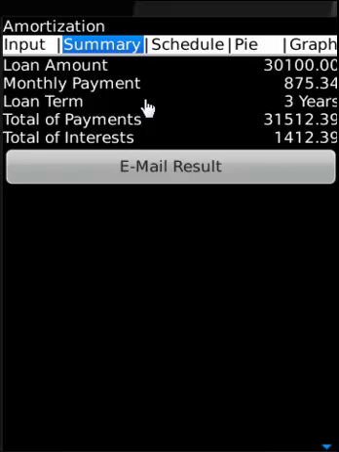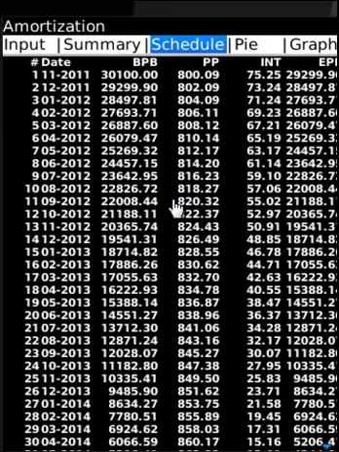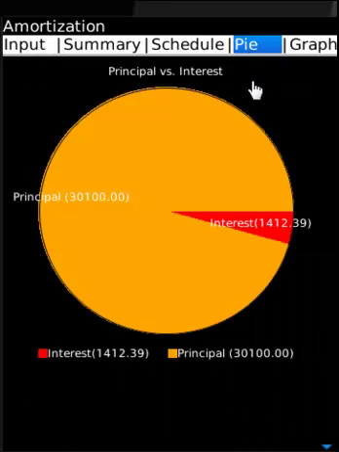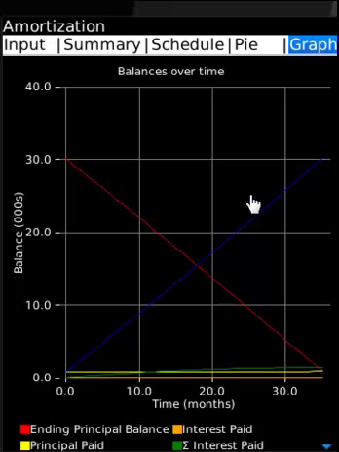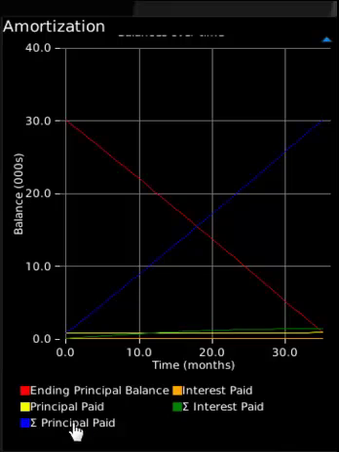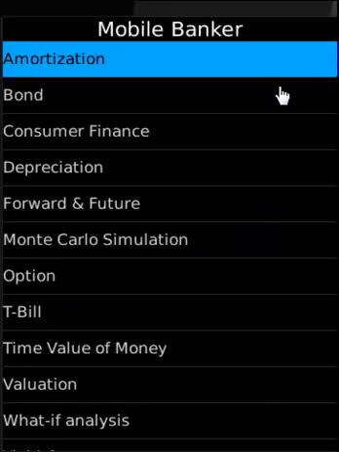Let's say loan amount, monthly payment, loan term, total of payments, total of interest, and this is the amortization schedule: beginning principal balance, principal paid, interest paid, and ending principal balance. This is a pie chart of the principal versus interest, and this is a graph of various balances such as the ending principal balance, interest paid, principal paid, and total cumulative interest paid, cumulative principal paid.